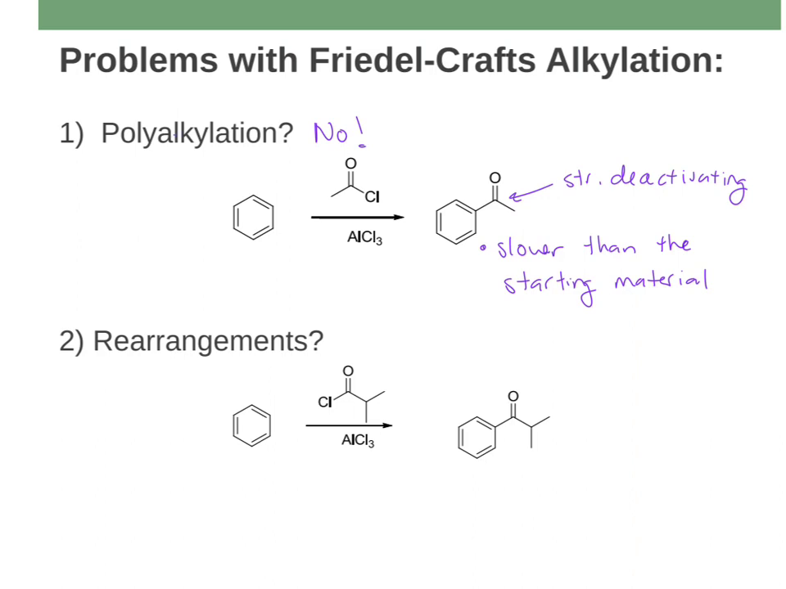And actually, I shouldn't say polyalkylation, it should be polyacylation. But we don't see that. 1 group adds, and that's it. Because as soon as you add 1, that thing is now less reactive. It reacts more slowly than the starting material. So I don't have to worry about that.